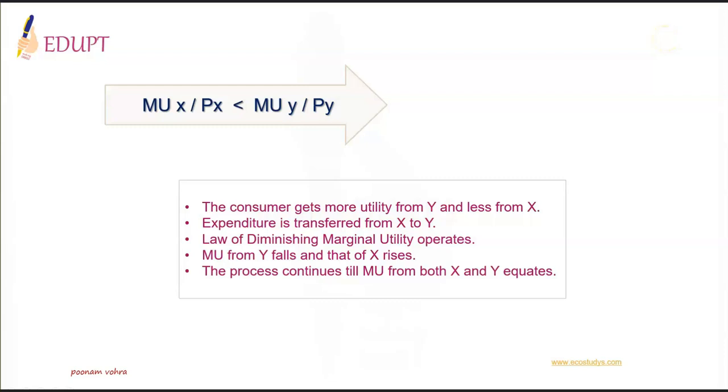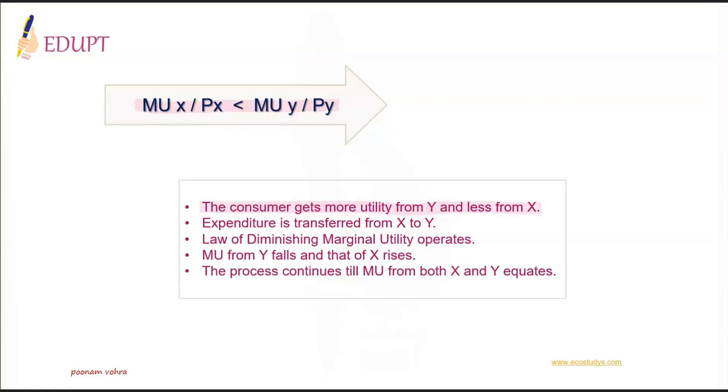But if the ratio of marginal utility of X to price of X is less than the ratio of marginal utility to price of Y, then the consumer gets more utility from the last rupee spent on Y as compared to X.